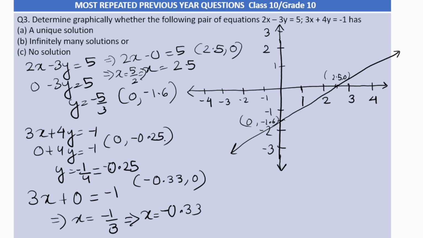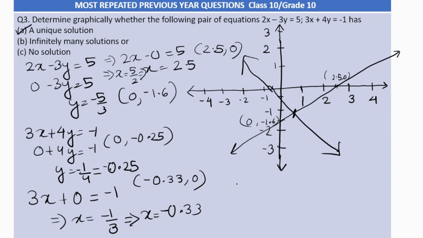So 0 comma minus 0.25 will be somewhere here, and minus 0.33 comma 0 will be somewhere here, let's say. So if I draw a line that goes through these 2 points, the line will go like this. So this is the point where it intersects. How many points is it intersecting at? Only 1 point. So for this particular question, it has got a unique solution. For these two lines, it has got a unique solution, which is option A.